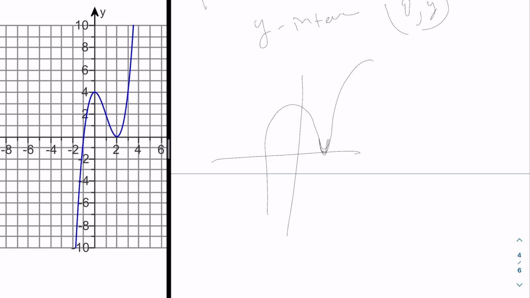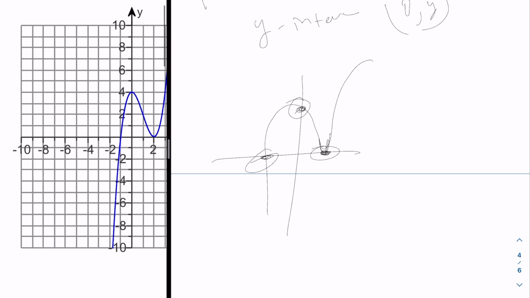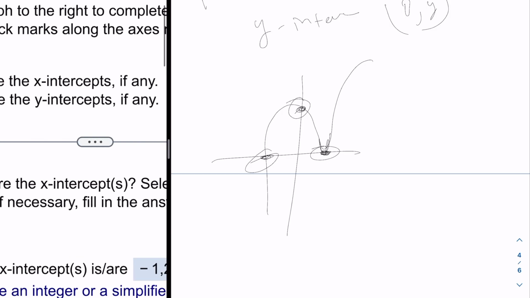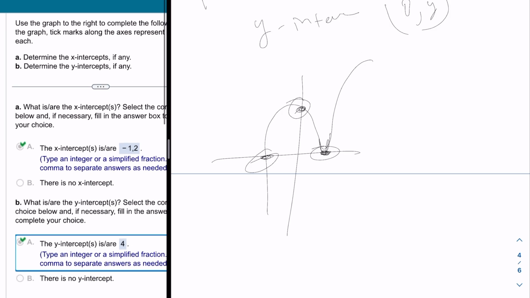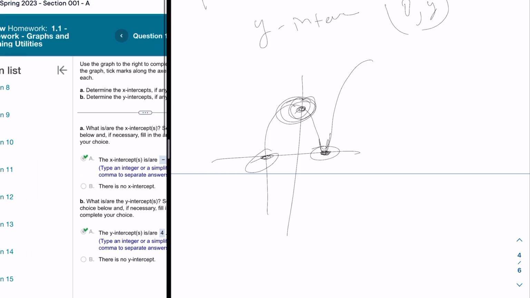So by seeing this, one intercept is here, one intercept is here, one intercept is here, right? So we have two x-intercepts and we have only one y-intercept. Our x-intercepts, you can see at the x-axis, we have 2 and -1. So the x-intercepts are -1 and 2. And we have only one y-intercept, so the y-intercept is 4. That's it.